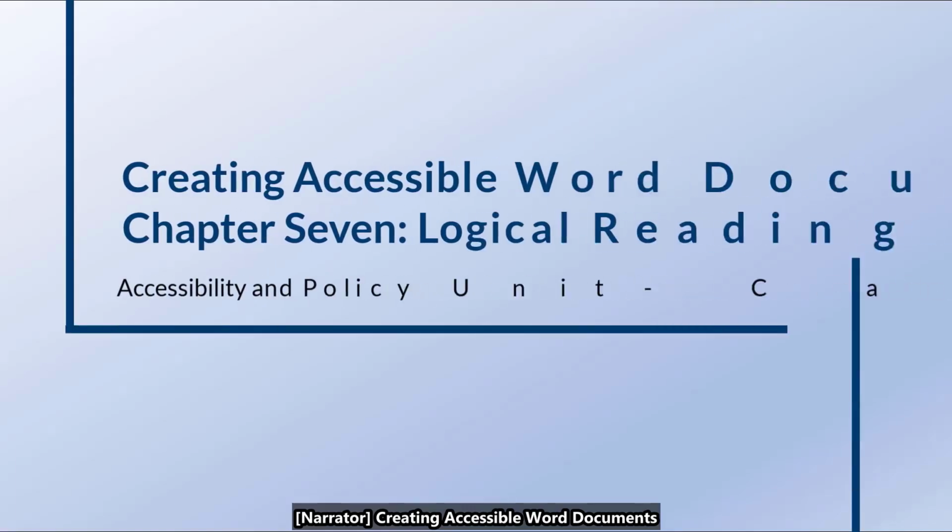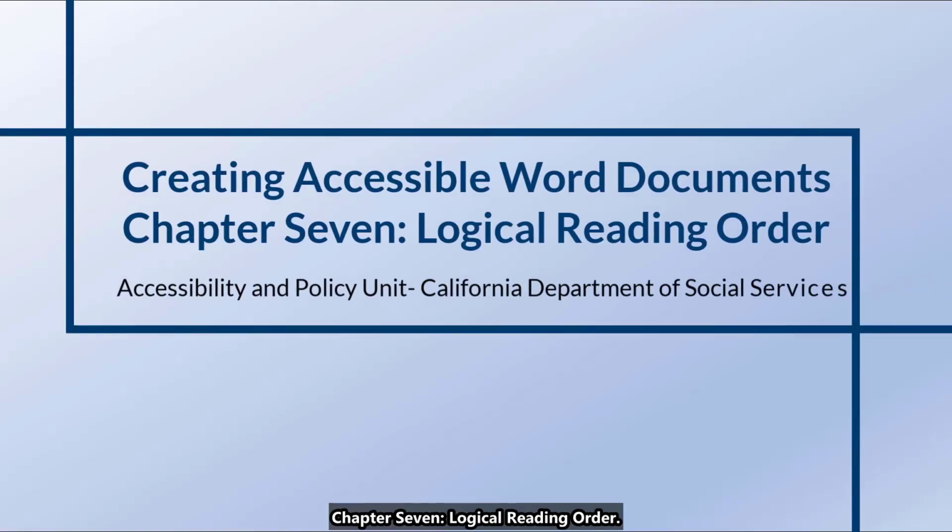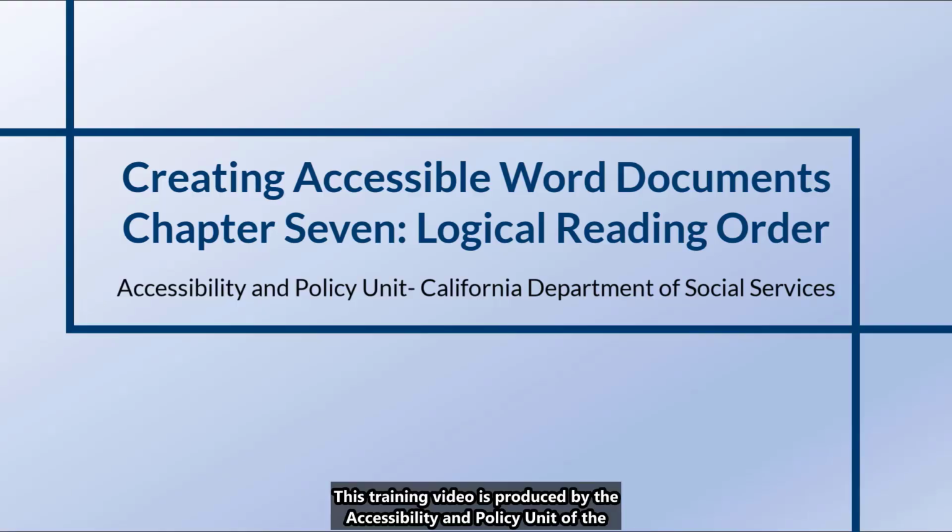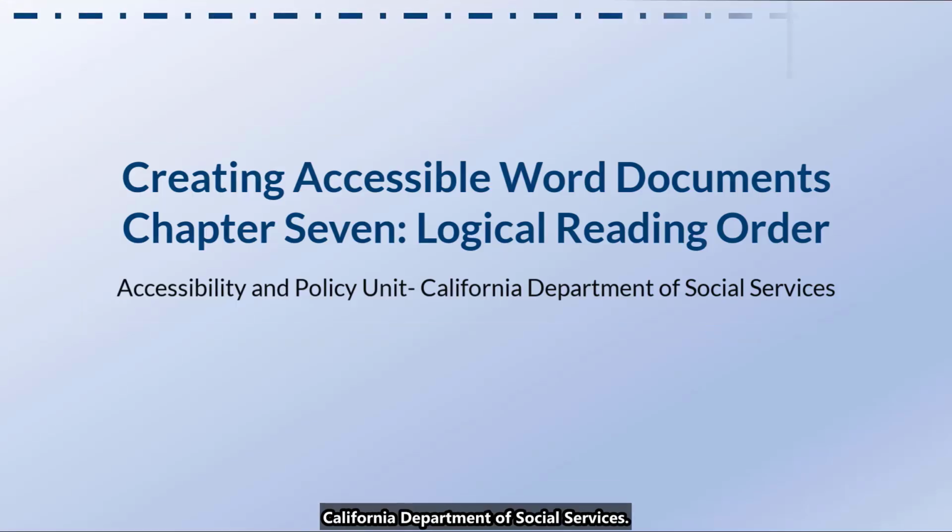Creating Accessible Word Documents, Chapter 7, Logical Reading Order. This training video is produced by the Accessibility and Policy Unit of the California Department of Social Services.